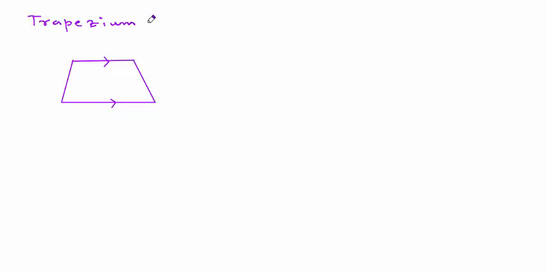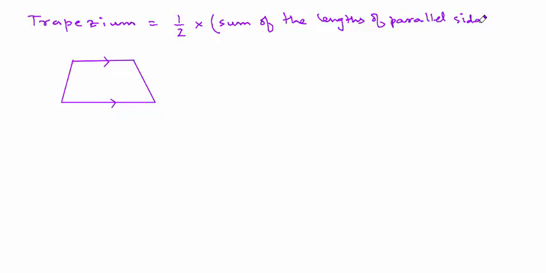And the area of a trapezium is equal to 1/2 times the sum of the lengths of the parallel sides, times the height, the distance between the parallel sides.